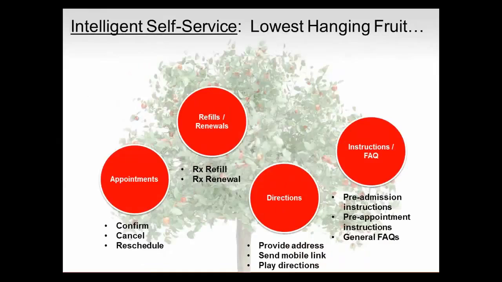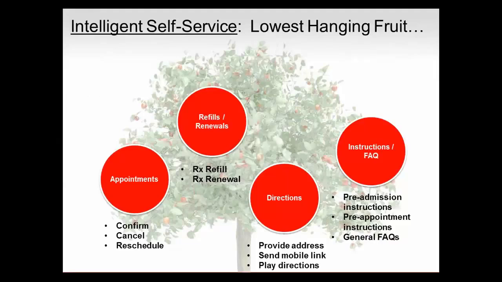So when we think about the self-service component of the patient-centered access environment, there's some low-hanging fruit that we've identified in the work that we've done with a lot of hospitals and health systems over the last few years. And I'm sure this is consistent probably with your environment as well. So certainly appointments are a huge call driver in an access center. Automation is perfect for confirming an appointment, allowing patients to cancel an appointment.